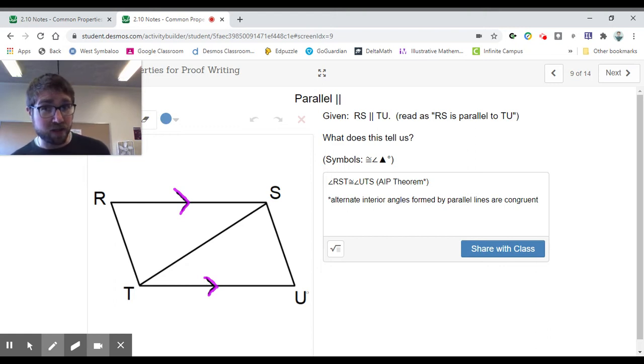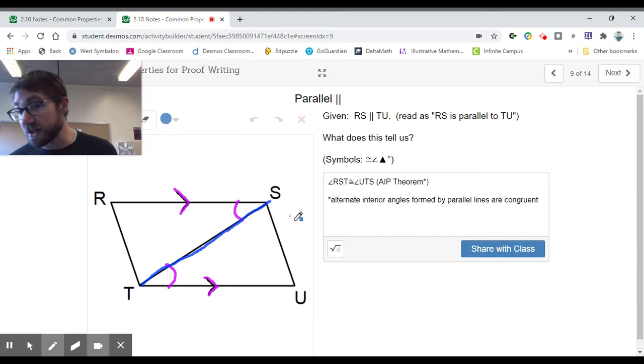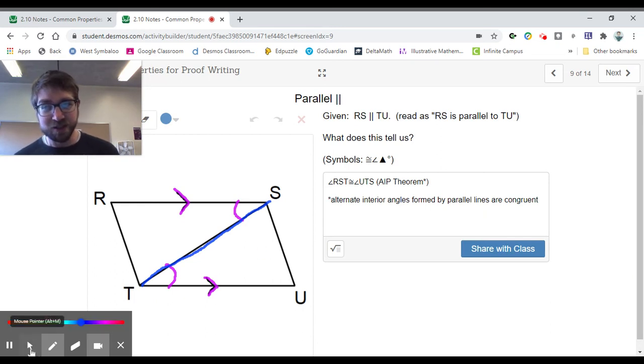And what I know about parallel lines, back in our previous chapter, we talked about all these different kinds of angles that you form with parallel lines and a transversal, especially for our purposes, alternate interior angles. So those are the angles that are inside, but on opposite sides of the transversal. So inside the parallel lines, but on the opposite sides of the transversal, like angle RST and angle UTS, they must be congruent because alternate interior angles formed by parallel lines are congruent. So see parallel, look for alternate interior angles.